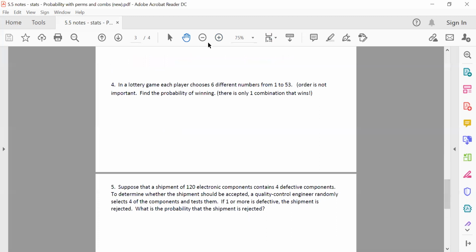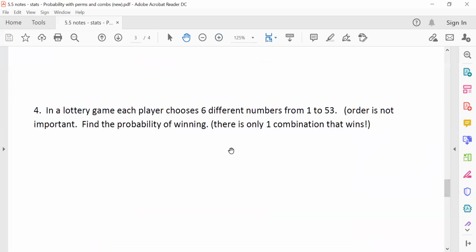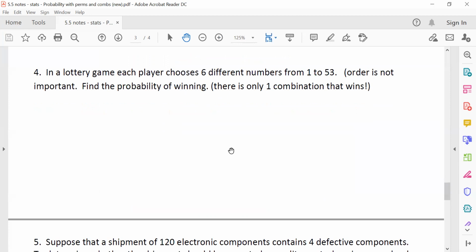So, I'm doing this because I want to get a couple more in. In a lottery game, each player chooses 6 different numbers from 1 to 53. The order is not important. What is the probability of winning?